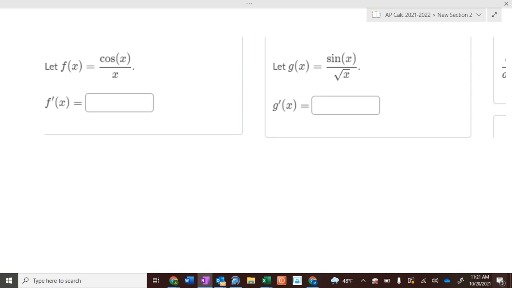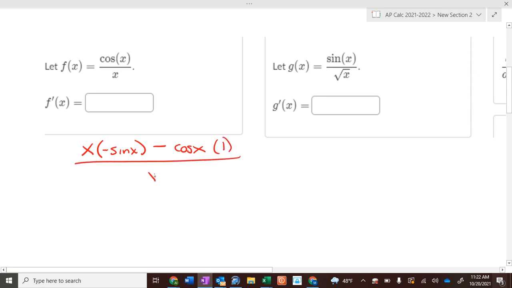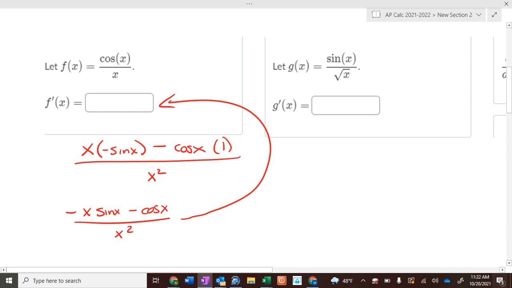All right. So what's the first derivative of cosine x over x? So you start out with x, and you multiply it by the first derivative of the cosine, which is negative sine of x, minus the cosine of x, times the first derivative of x, which is 1, all over x squared. So to put it down nicely, it would be negative x sine of x. That's how I'd like to see it. Negative x sine of x minus cosine of x all over x squared. That's what would go in the blank.